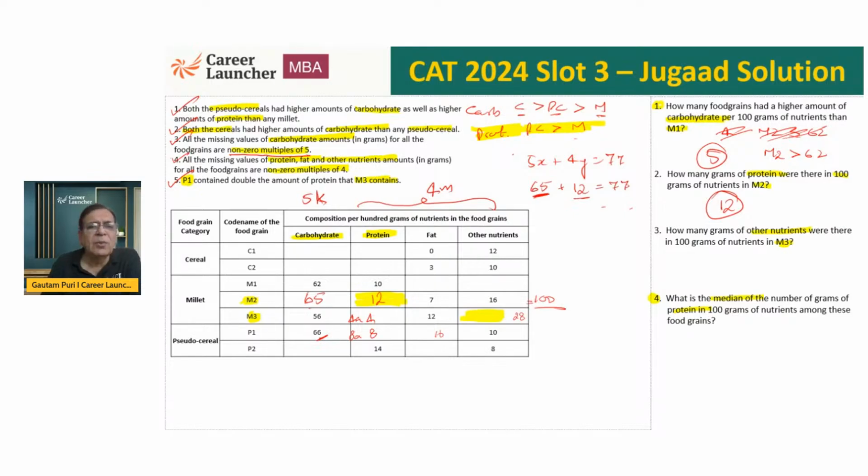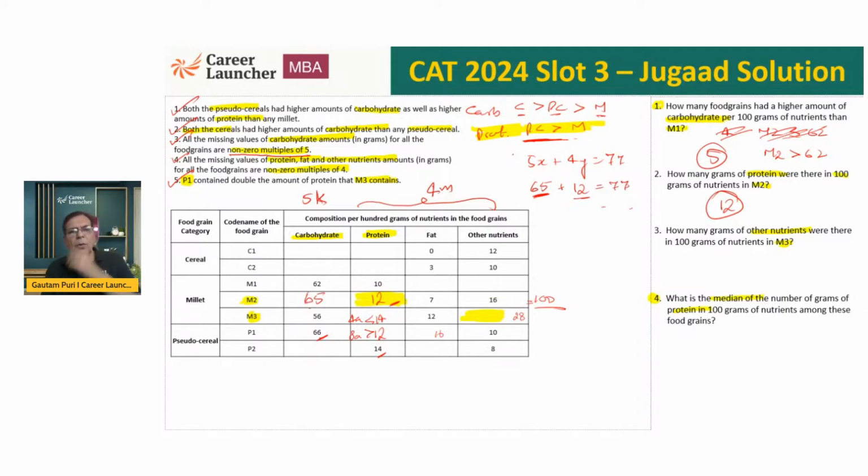But there's something wrong with this. Please look at M2, which is 12. M2 has 12 grams of protein while P1 has 8 grams of protein. But what is the basic data saying? As far as protein is concerned, pseudo cereal should be more than millets. So that means 8A has to be more than 12. Right? 8A has to be more than 12. And what will be the amount of millets? 4A has to be less than 14.